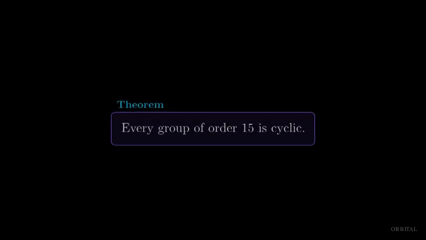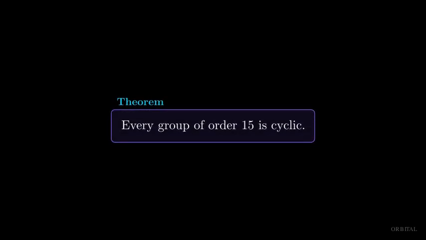Let's prove that every group of order 15 is cyclic. This is a special case of a beautiful pattern. Whenever P and Q are primes with P not dividing Q minus 1, every group of order PQ is cyclic. Let's see why it works for 15.